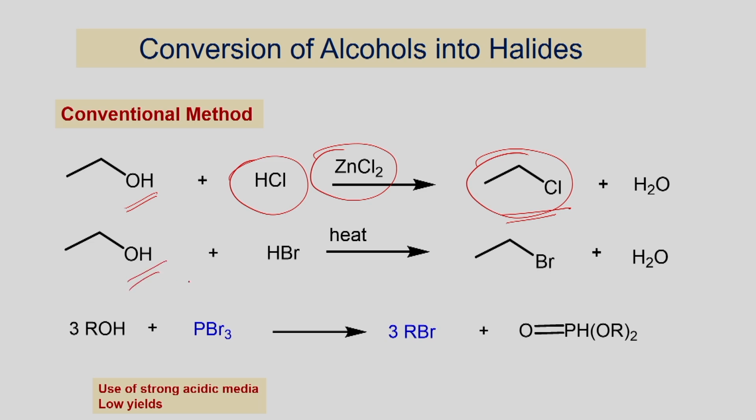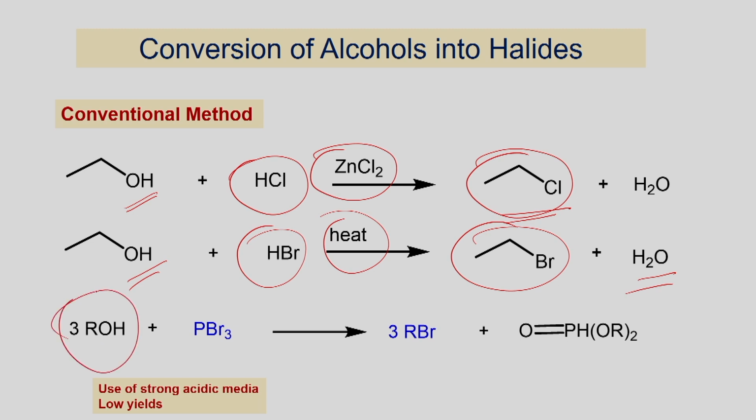And similarly, if you have ethanol and you react it with HBr under heating, you will be able to make bromoethane as the product. And if you have alcohol, you can also react it with PBr3, and in this way you will be able to make alkyl bromide, where you generate this oxide as a byproduct.